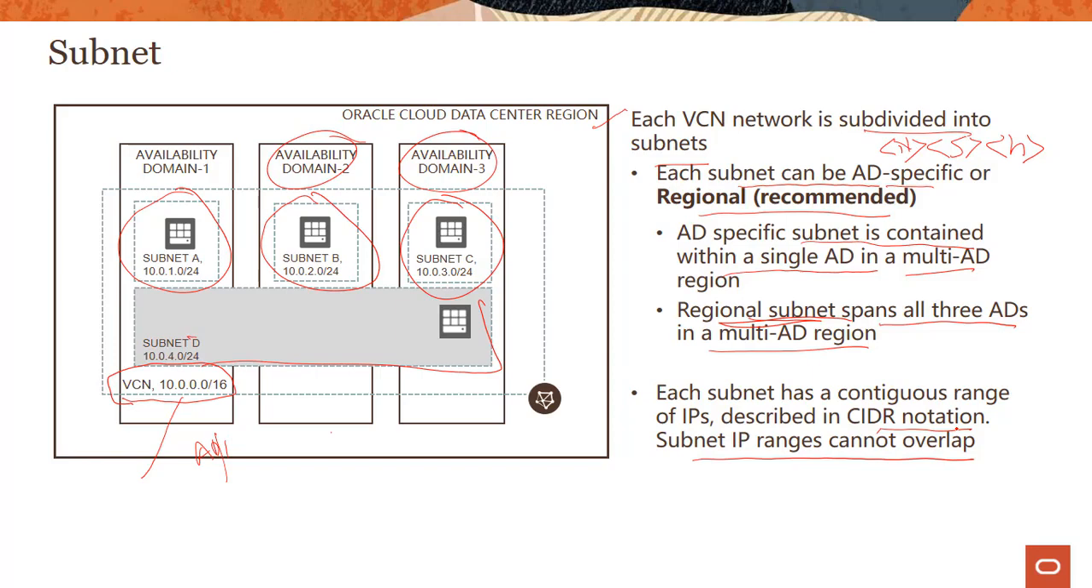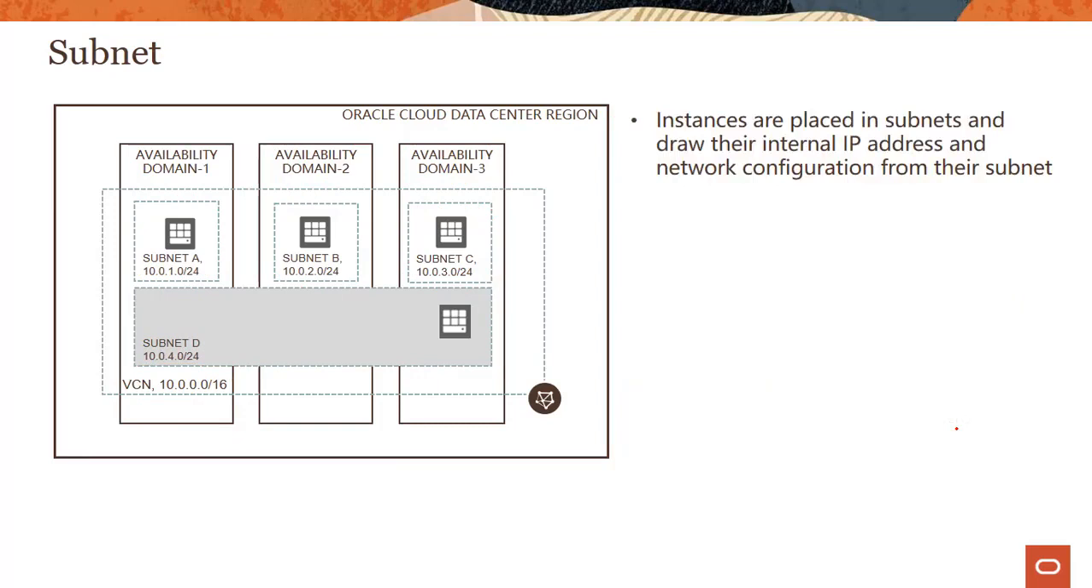It seems very logical. Now, why do we create subnets in the first place? Instances are placed in subnets. So you can see an instance here, and here, and here, and here. The instances draw their internal IP address and the network configuration from the subnet where they belong.